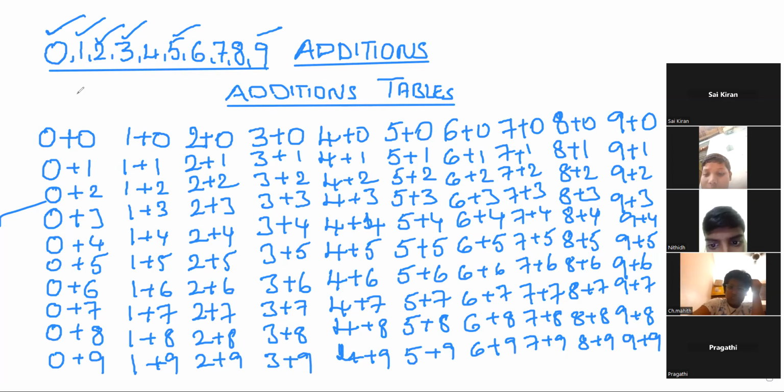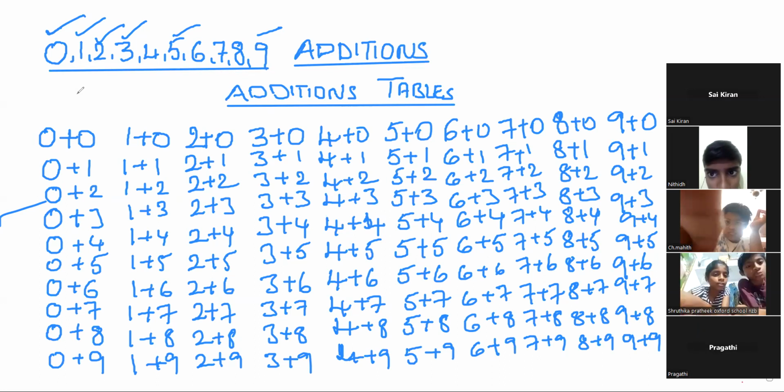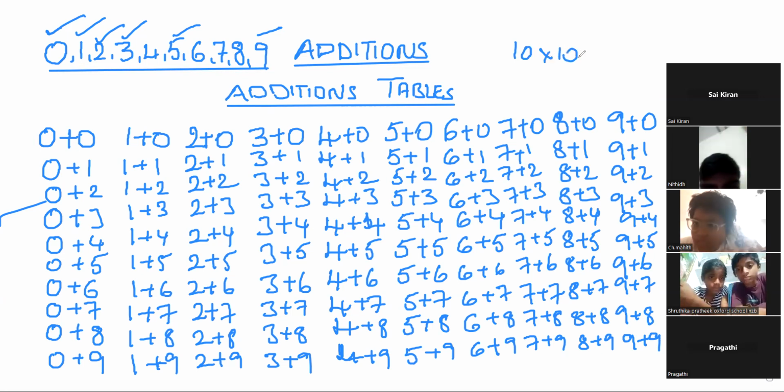Now, come and tell me, on the whole, on the board, how many combinations can you see together? All put together, how many combinations are there? With every digit, you have 10 combinations, no? And then we have only 10 digits. There are 10 combinations with every digit, and there are 10 digits. So how many totally?